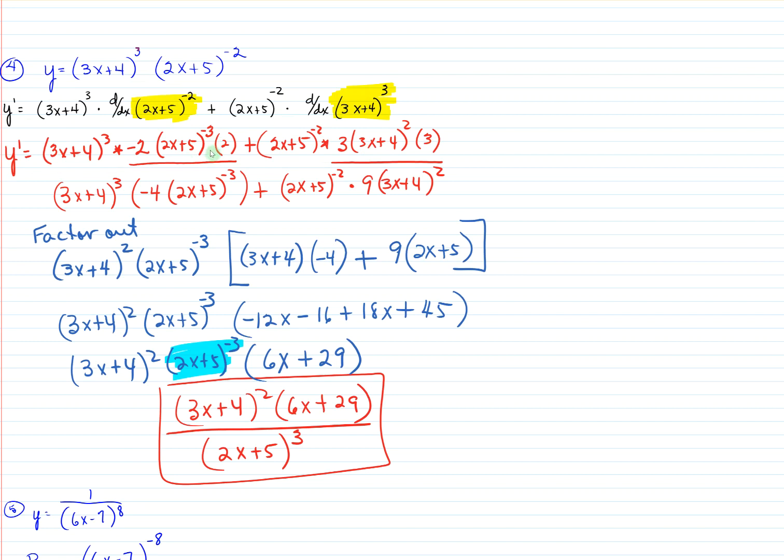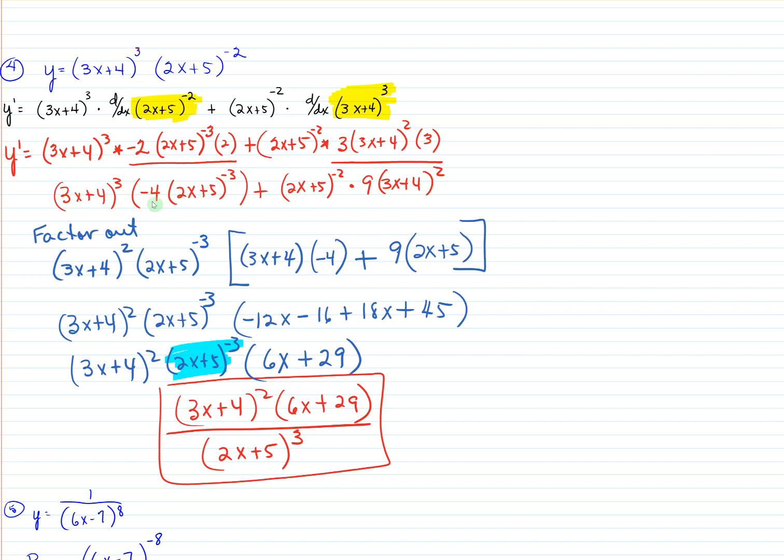Now I'm going to clean it up a little bit. So this 2 can multiply by this negative 2. And I have 3x plus 4 to the third times negative 4 times this to the negative third. Plus, I'm going to multiply the 3 times the 3, get 9 here. So now I've got this.